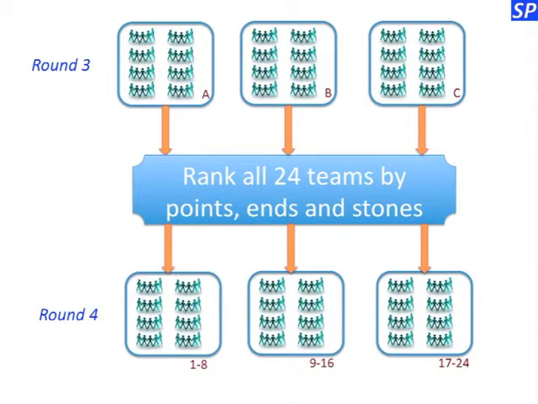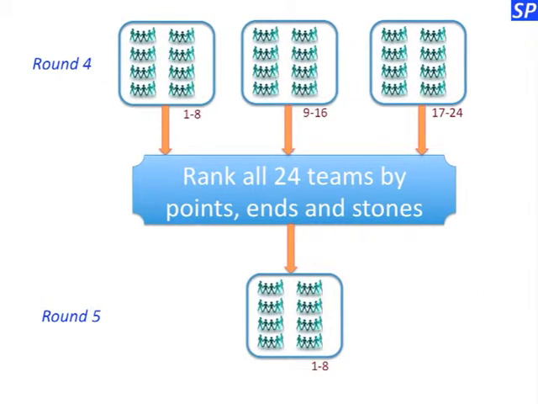After round 3, we're going to get rid of groups A, B, and C and create new groups based on the rankings of teams. Group 1 to 8 will contain the 8 best ranked teams. Group 9 to 16 will contain the middle ranked teams. And group 17 to 24 will contain the worst ranked teams. Our final round of the tournament has a single group for which the best 8 ranked teams qualify. So let's go to SoftPeelR and see how we can configure and manage this tournament.